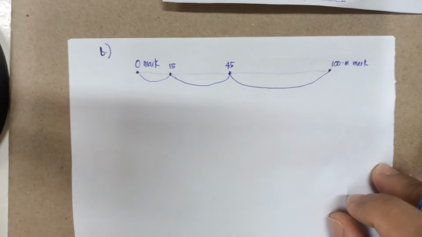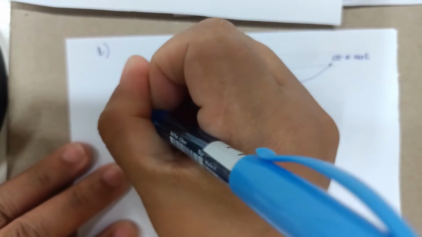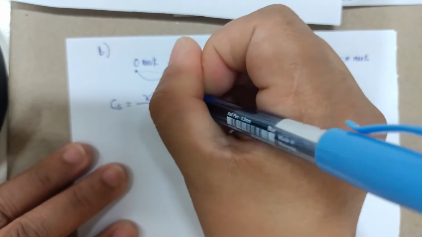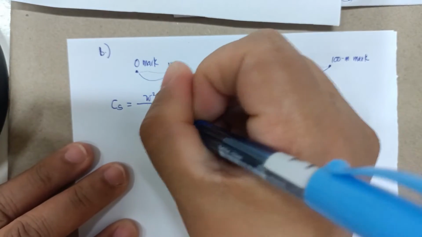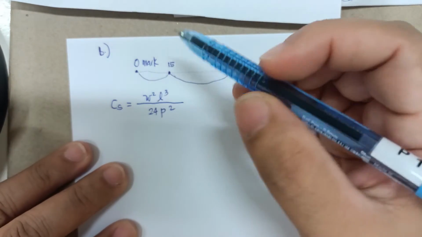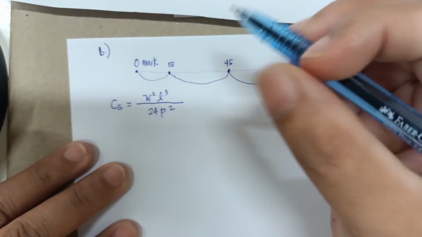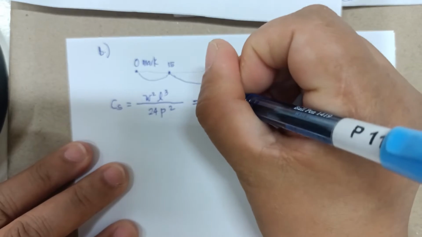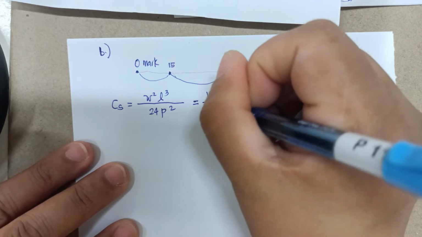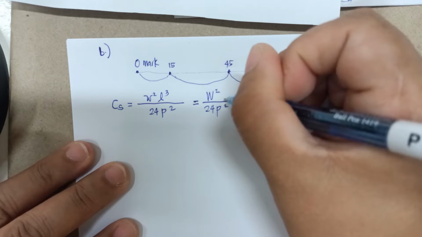We know that the formula for sag correction is CS is equal to the unit weight squared times L cubed over 24P squared. If we substitute omega in terms of the weight of the tape, we will get capital W squared over 24P squared, and that is times L.